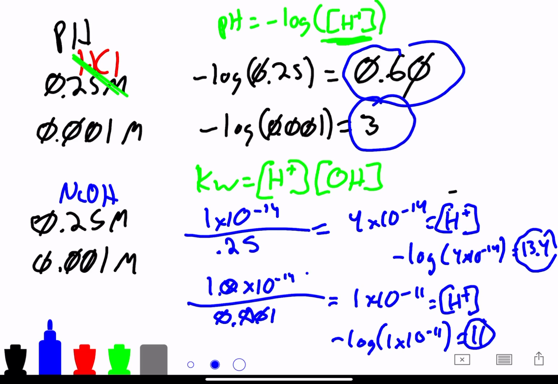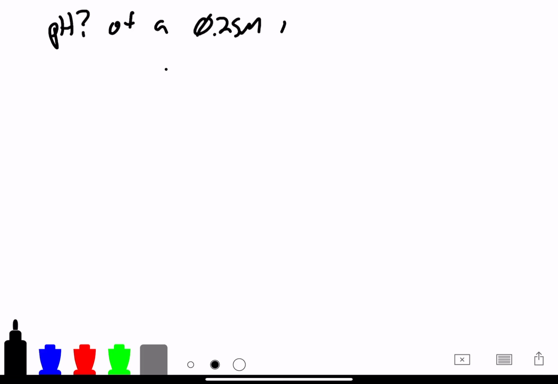Okay, number 4, now we're going to get into weak acids. So we're going to have to find the pH. So we need to find the pH of a 0.25 molar acetic acid solution. And the pKa is equal to 4.75. That's given to us. So we're going to need to solve for equilibrium here.